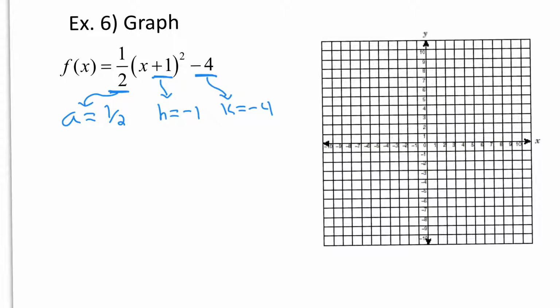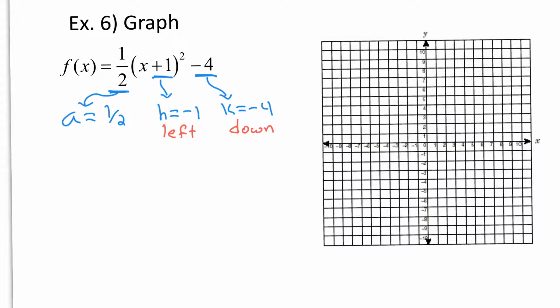That's less than 1. So when the absolute value of a is less than 1, you will have a wider parabola than the parent function. So it's going to be wide open, wider. This one here tells you that you are going to move 1 unit to the left. Let me write that down so we know what's going to happen. We are going to move 1 to the left because it's negative h, negative 1 unit to the left. And your k value is negative 4. So that is down. So you will move 4 units down.